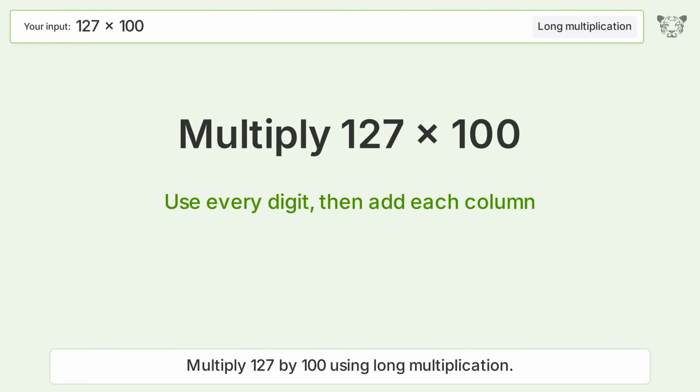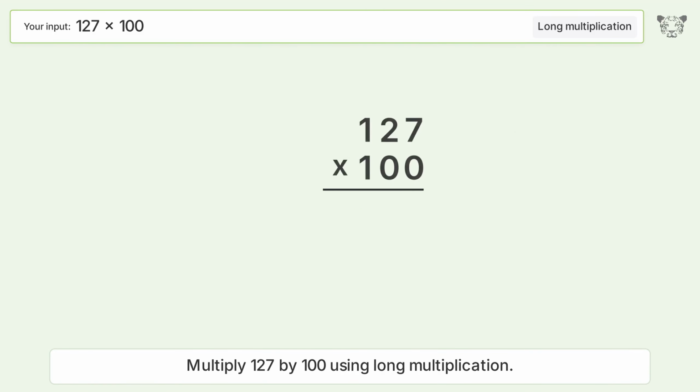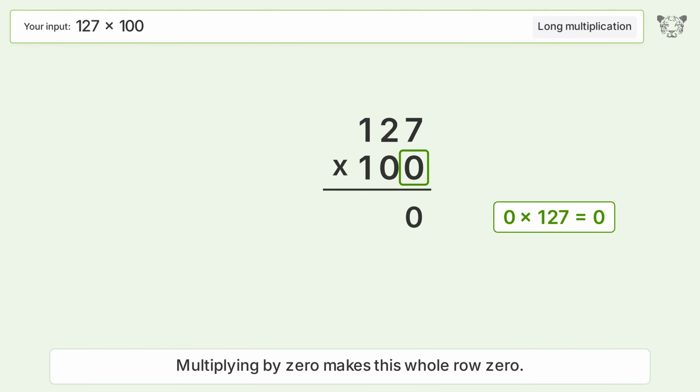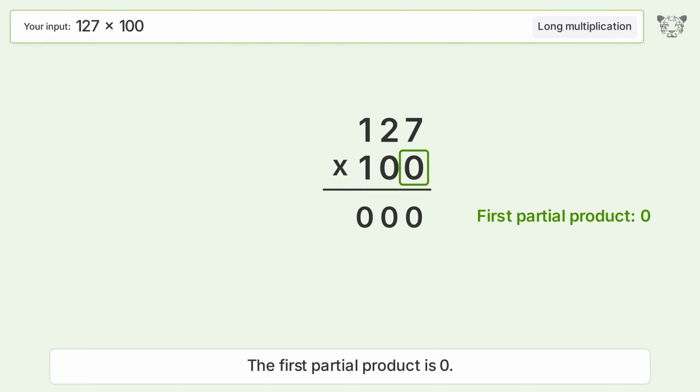Multiply 127 by 100 using long multiplication. Start with the ones digit, 0. Multiplying by 0 makes this whole row 0. The first partial product is 0.